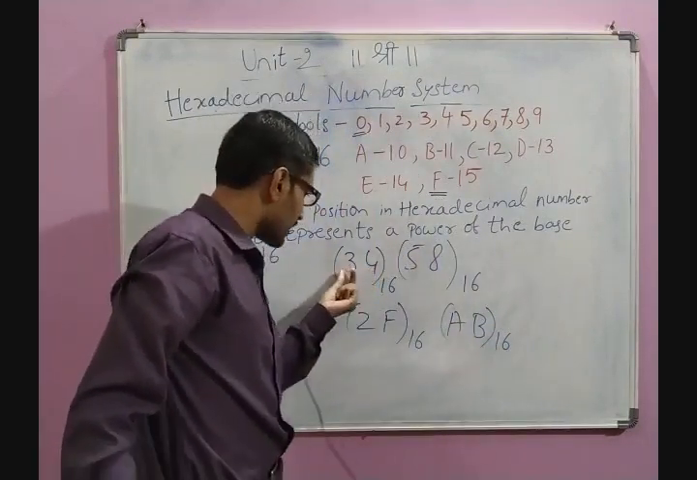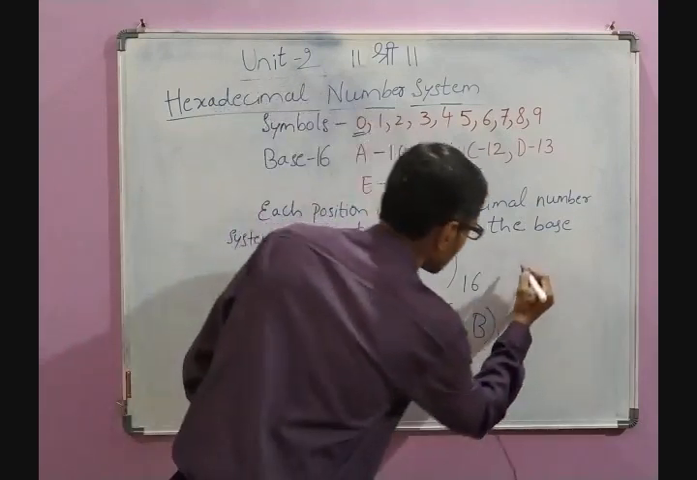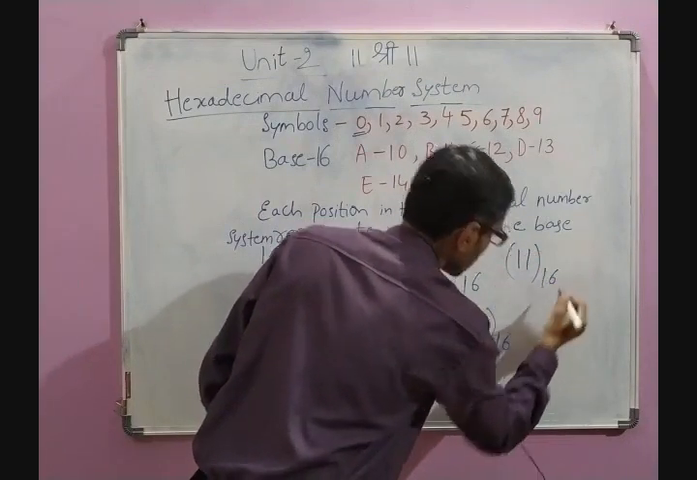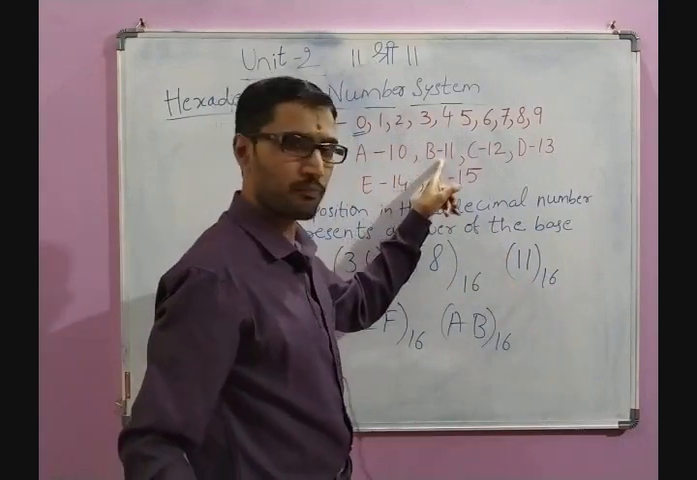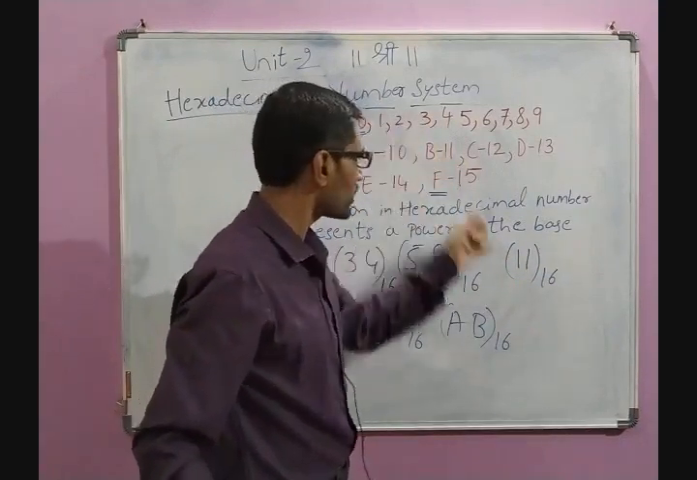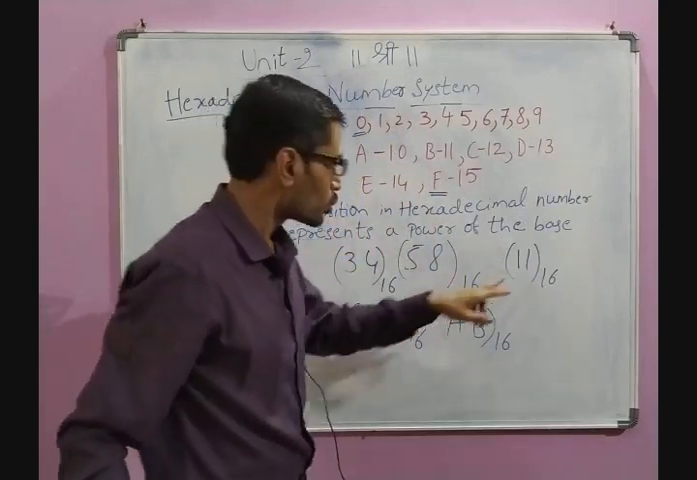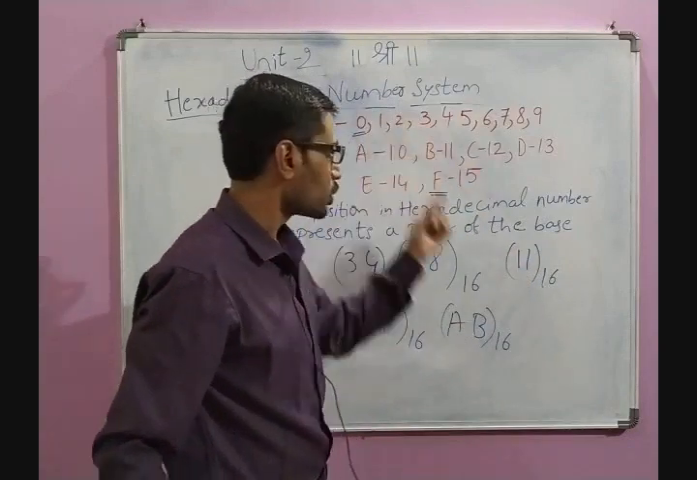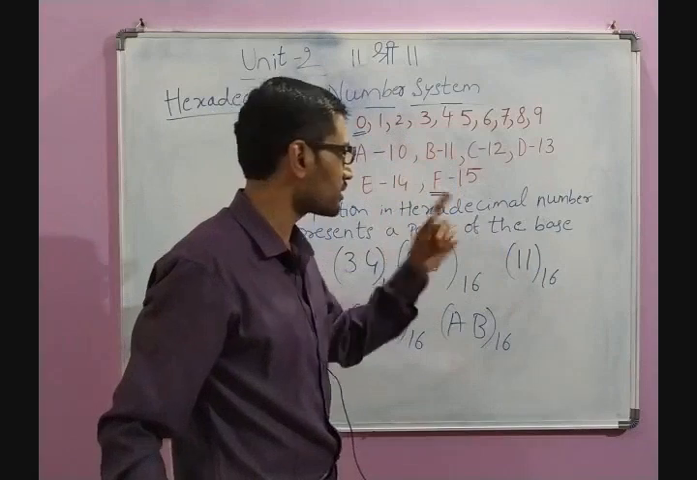So each digit will be considered as a separate entity. Suppose I have something like 11 to the base 16. This doesn't mean that we are referring to it as B, because every element will be considered as a single digit. So this one we have considered, and this one also means this. So together we should not consider it as B. We are making a mistake here.